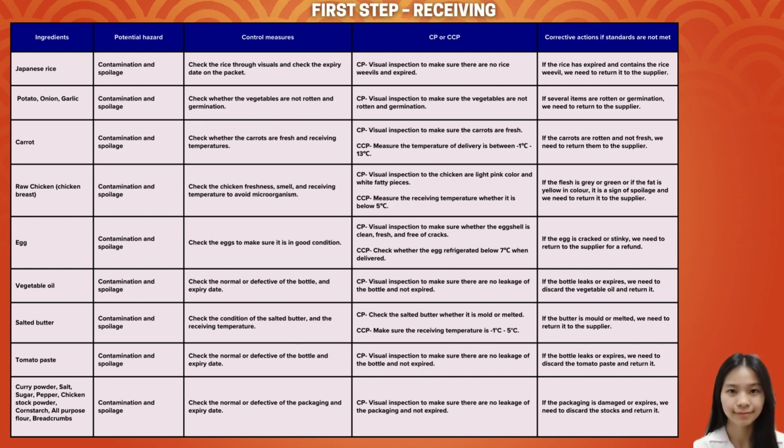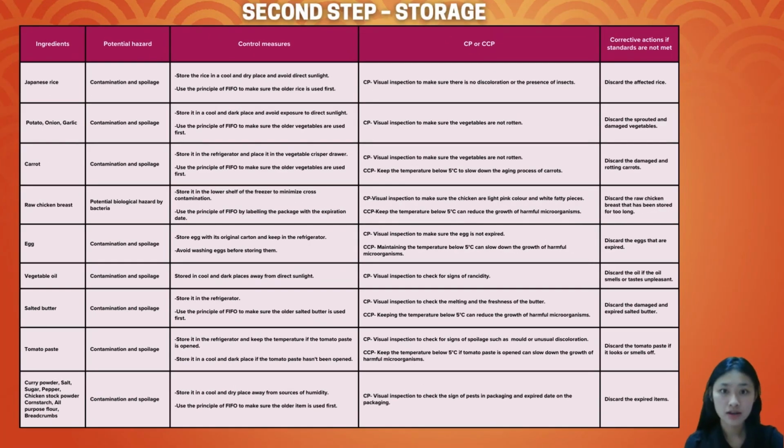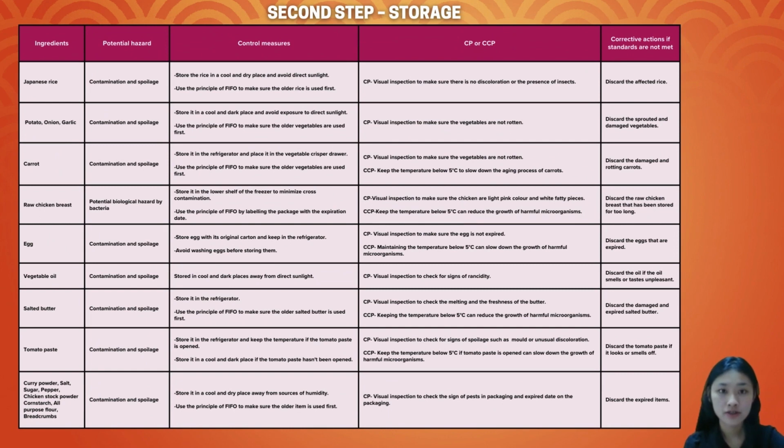The second step in the hazard flow is storage. Storage is important for maintaining the quality and safety of our food ingredients. In this step, we make sure of proper storage conditions, including temperature and humidity, to prevent premature spoilage and extend the shelf life of food items.